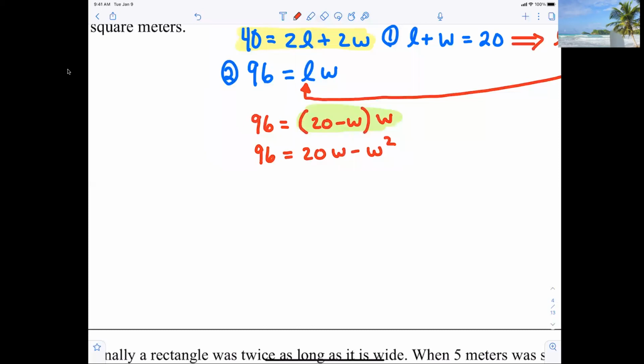Now it's a quadratic, so we can set it equal to 0. Does everybody agree that W squared is negative? So wouldn't it be better to make it positive? So I'm going to add it over to the other side. So it's going to be W squared, then what? Because I'm moving this over, minus 20W plus 96, because I didn't move the 96. Now it's equal to what? Now it's equal to 0. All right, so that's the math involved. Now it's just a matter of factoring.